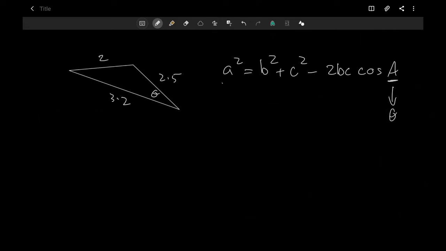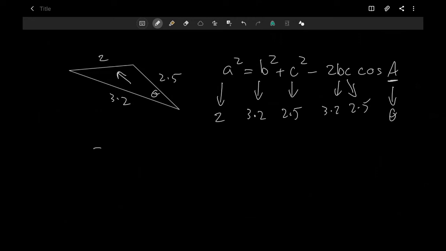So this means that lowercase a would be 2. And B could be either 3.2 or 2.5. It doesn't really matter, so let's stick with 3.2. C is 2.5. Again, B is 3.2. C is 2.5. So now I want you to pause the video and put these numbers into the equation.